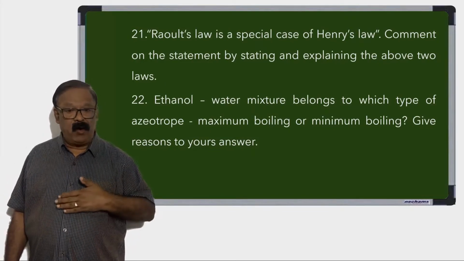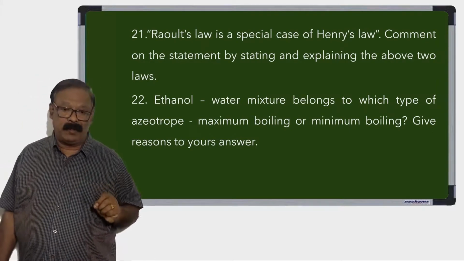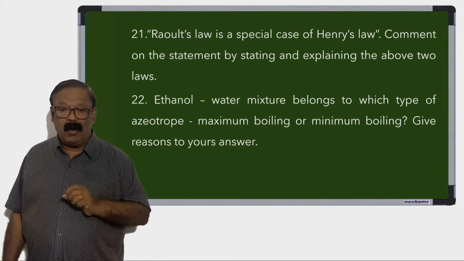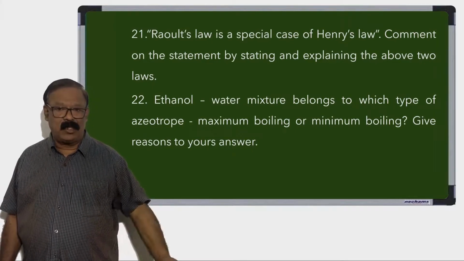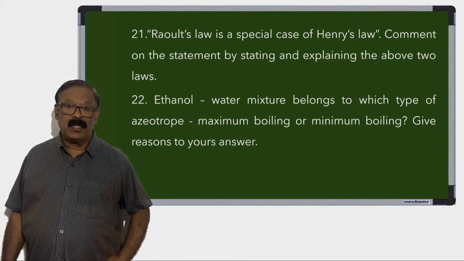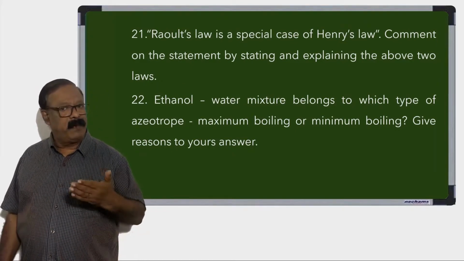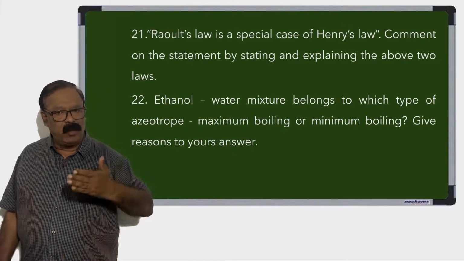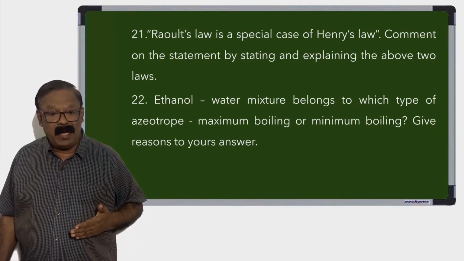Then, does the ethanol water mixture belong to which type of azeotrope? Maximum boiling or minimum boiling? Give reason for your answer. This case we have just now seen. Ethanol water shows positive deviation from Raoult's law. So the vapor pressure will be higher, so the boiling point will be lower. So it forms a minimum boiling azeotrope.